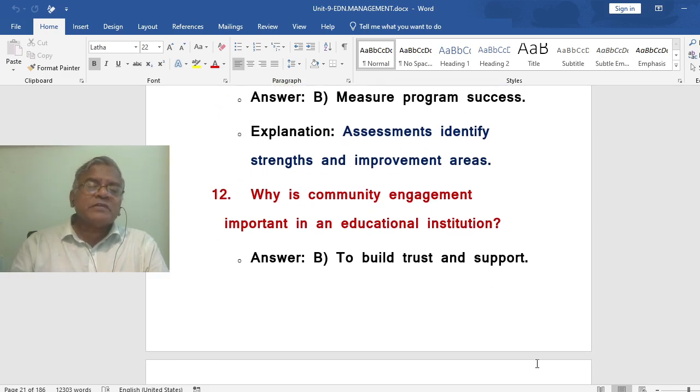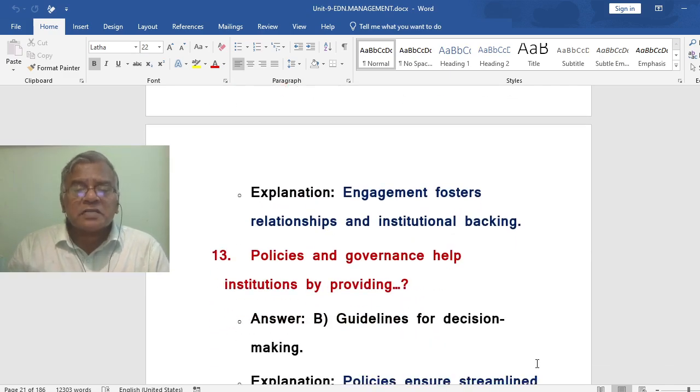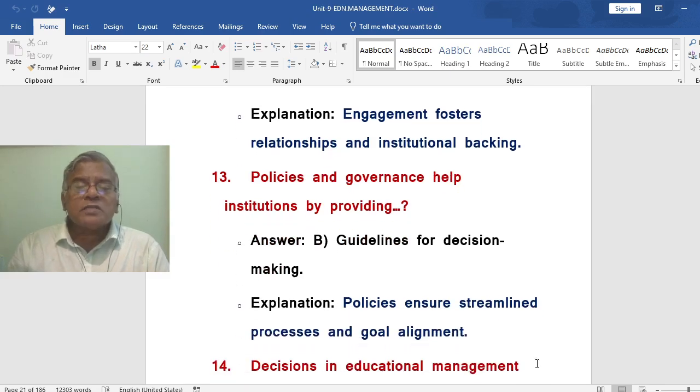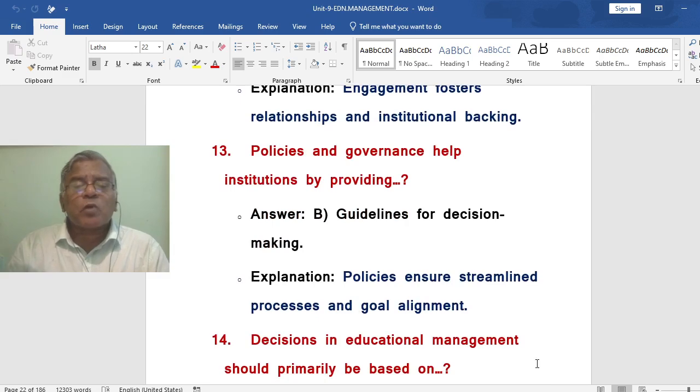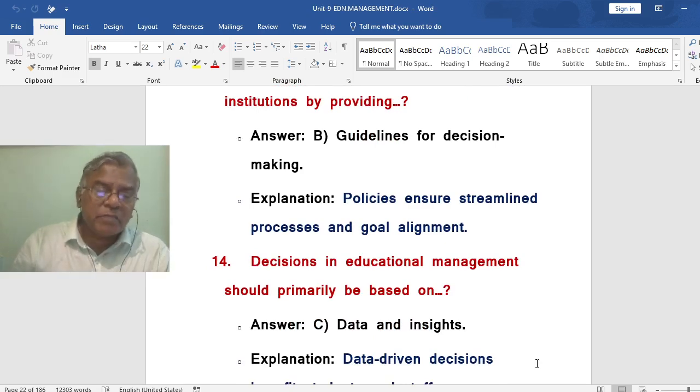Why is community engagement important in an educational institution? That is to build trust and support. Engagement fosters relationships and institutional backing. Policies and governance help institutions by providing what? Policies and governance help institutions by providing guidelines for decision making. That means policies ensure streamlined processes and goal alignment.